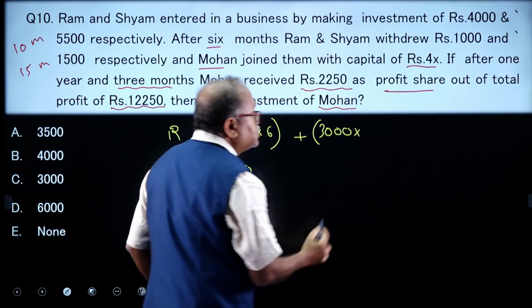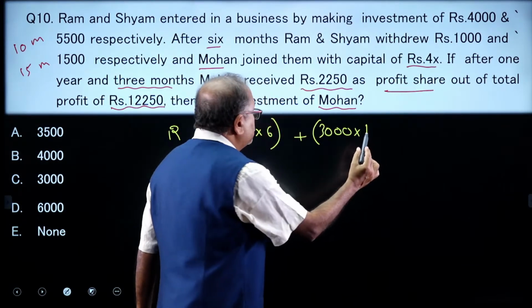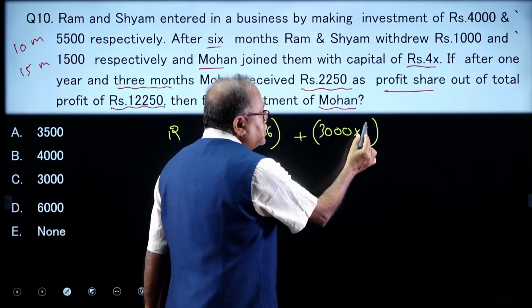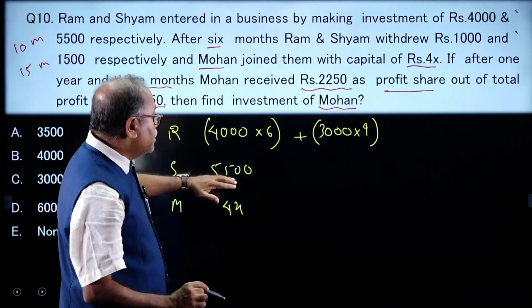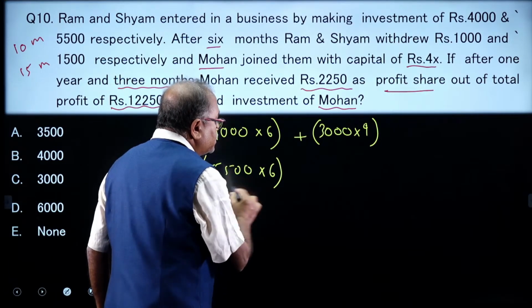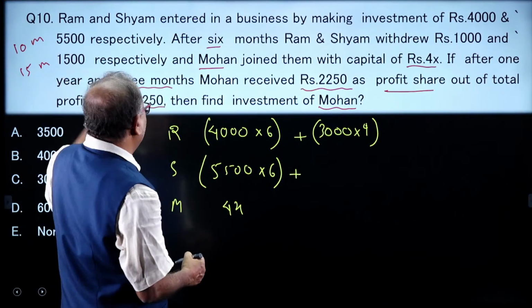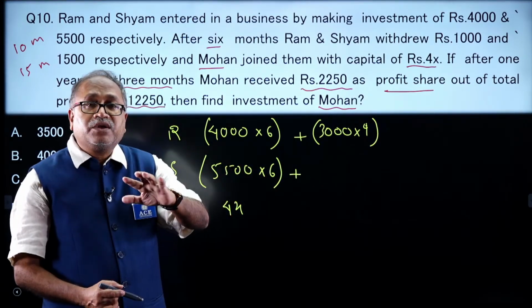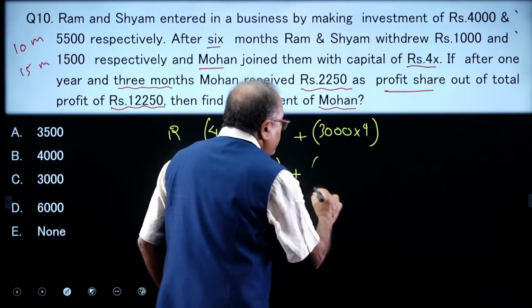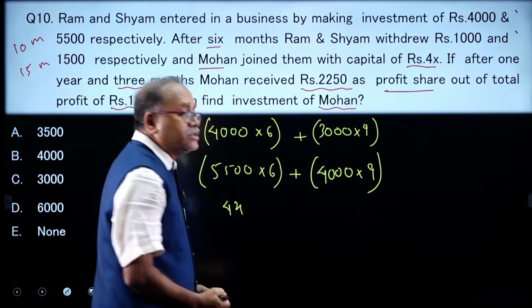And for how many months? The total is 15 months, out of which if you take out 6 months, you are left with 9 months. This is 9, my dear friends. And coming over here, after 6 months there is a change, so into 6 plus. What happens next? He has taken out 1500 from here. That means 5,500 minus 1500, you will get 4,000. So here it is 4,000 for the remaining period, that is for 9 months.